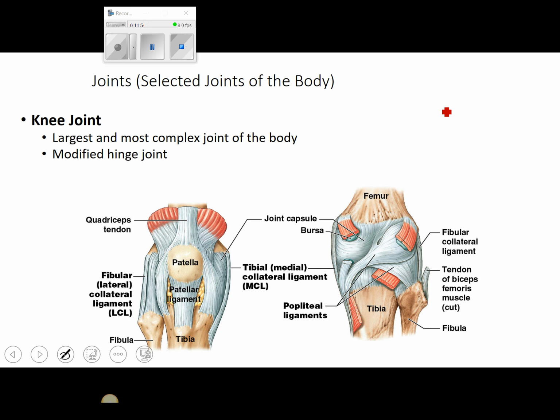You should be able to label your quadriceps tendon, which is here. Okay, and that's the tendon of the quadriceps muscle. It attaches to the base of the patella. And then down here you have the patellar ligament. You need to be able to label that as well. It extends from the apex of the patella to the tibial tuberosity. On a previous slide, we talked about the tibial and the fibular collateral ligaments. You should be able to label those.